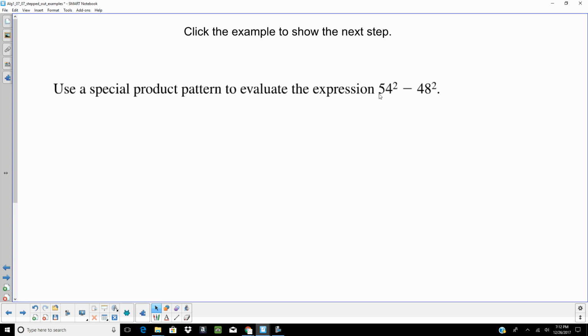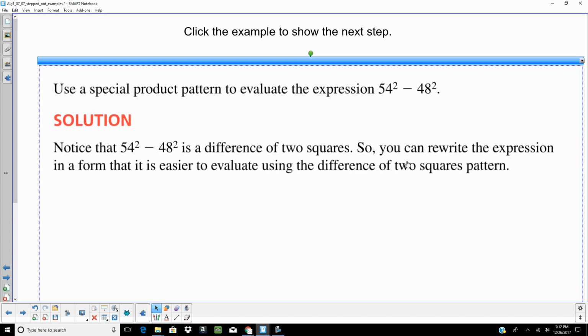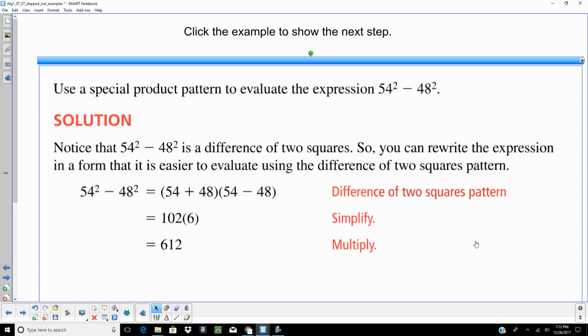All right, sometimes we get to do some fun things. On this one, we're going to use the special product pattern to evaluate 54 squared minus 48 squared. So that's a perfect square. That's a perfect square. You can write that in factored form: (54 plus 48)(54 minus 48). So that's 102 times 6, which is 612. And again, people that are really fast at math have really got some of these, they're not really tricks, but understanding of patterns down. So that's one that you probably could have done without a calculator.